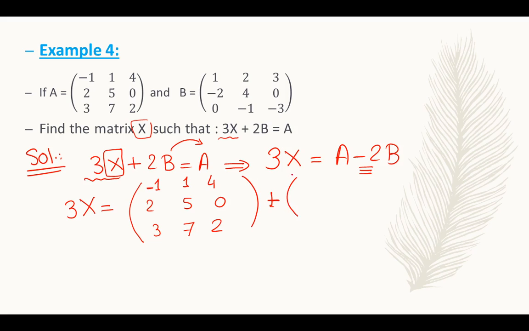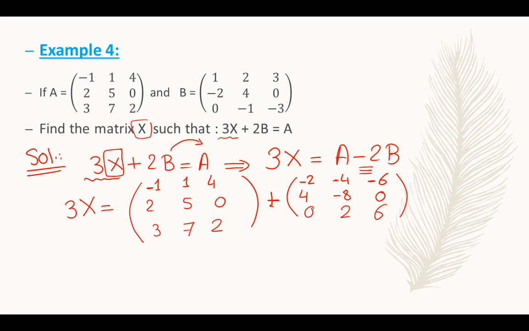So it will be 1 times negative 2, negative 2. 2 times negative 2, negative 4. 3 times negative 2, negative 6. Negative 2 times negative 2 will be 4. 4 times negative 2 will be negative 8. 0 times negative 2 will be 0. Multiplying the third row by negative 2, it will be 0, 2, and 6.